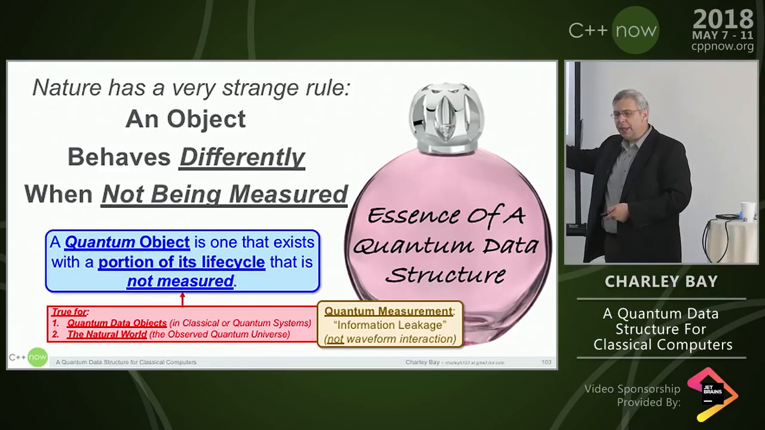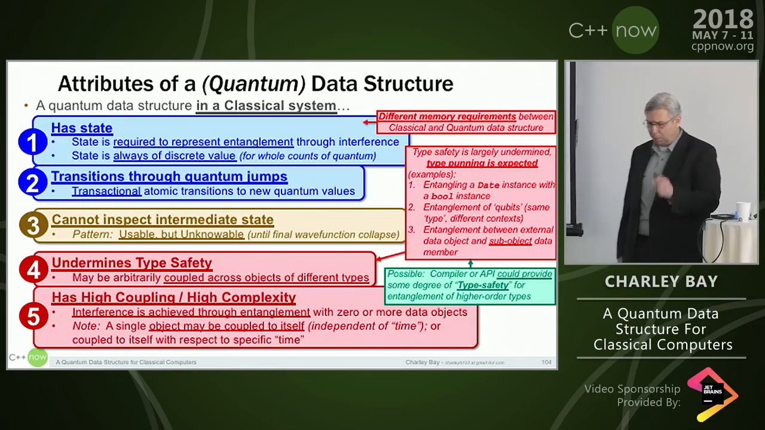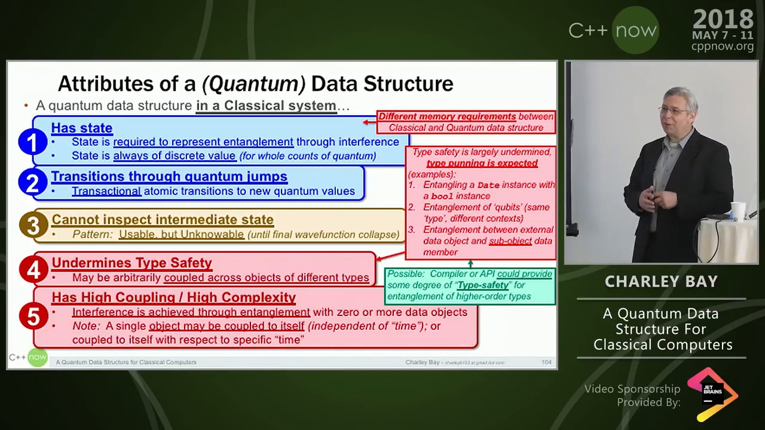And this is an interesting thing. Information leakage is a big topic by itself. You don't actually have to have particles interacting for it, but that's here and there. Attributes of a quantum data structure.